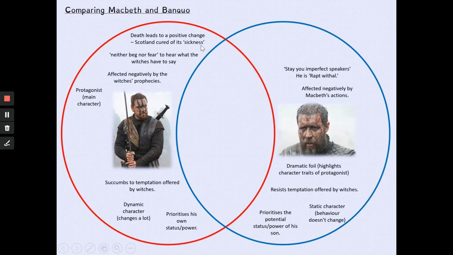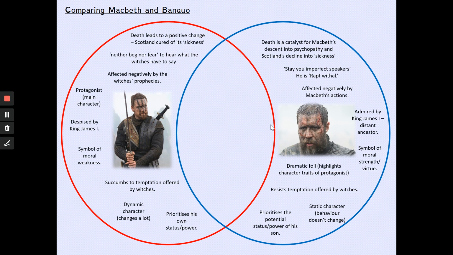Right. Macbeth's death leads to a positive change because Scotland is cured of its sickness, whereas Banquo's death is the catalyst for Macbeth's descent into psychopathy, easy for me to say, and Scotland's decline into sickness. So their deaths have different outcomes. Possibly by the end of the play, Macbeth would be despised by King James, whereas Banquo would be admired because he's a distant ancestor, or the real life Banquo was.